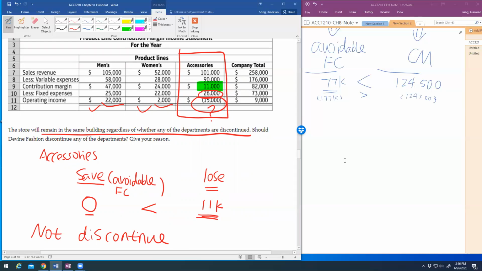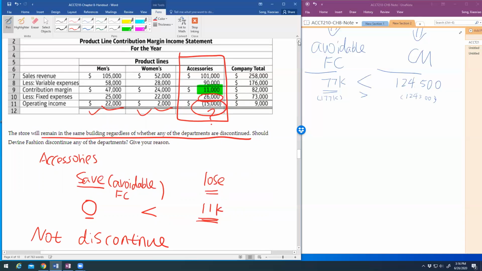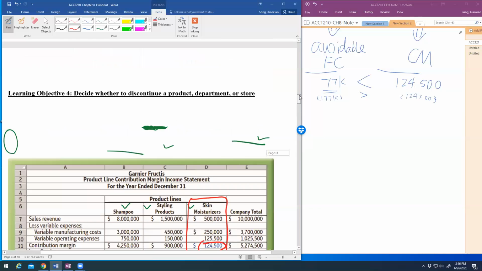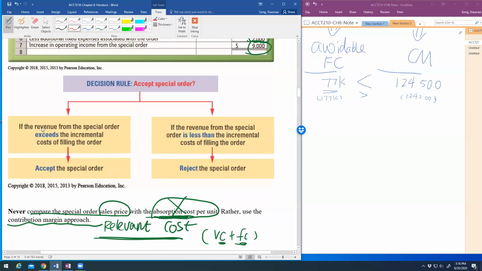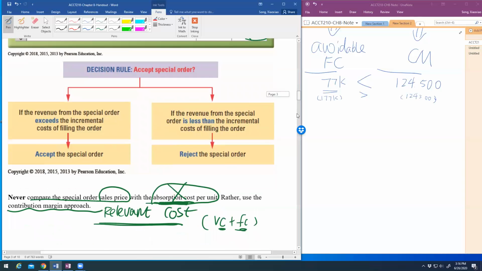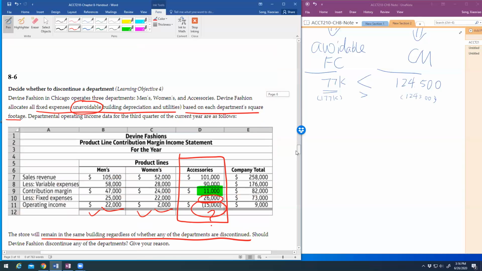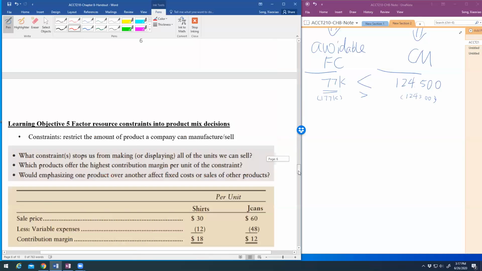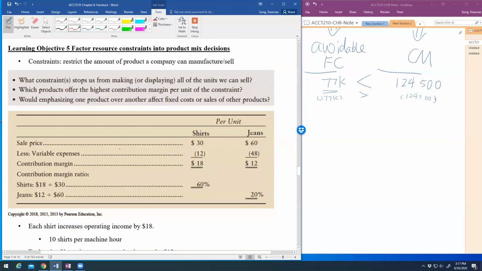I want to review very briefly. So far, we have talked about 2 scenarios. The first scenario is whether we should take a special order, yes or no, and our criteria is we look at the relevant revenue with the relevant cost. The second scenario is whether we should discontinue a product, yes or no. We look at the money we will save from avoidable fixed cost with the money we will lose from the contribution margin.